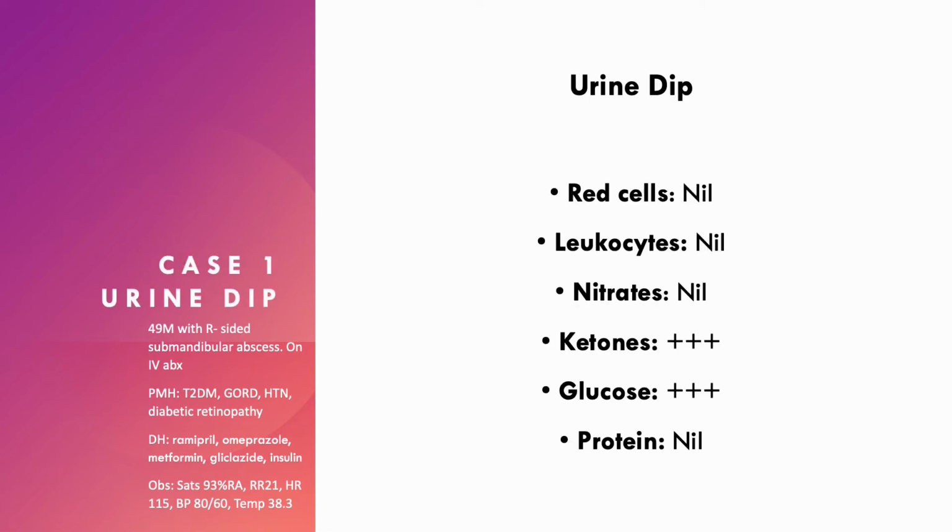So you get a urine dip. Red cells nil, leukocytes nil, nitrites nil, ketones +++, glucose +++, protein nil. So we'll work through what this means.